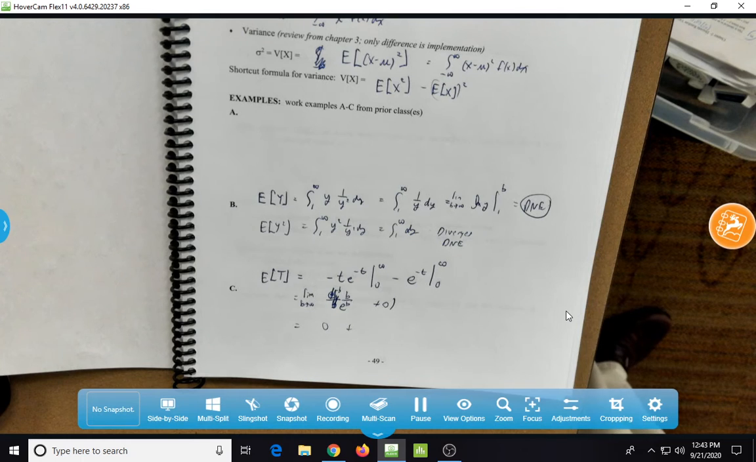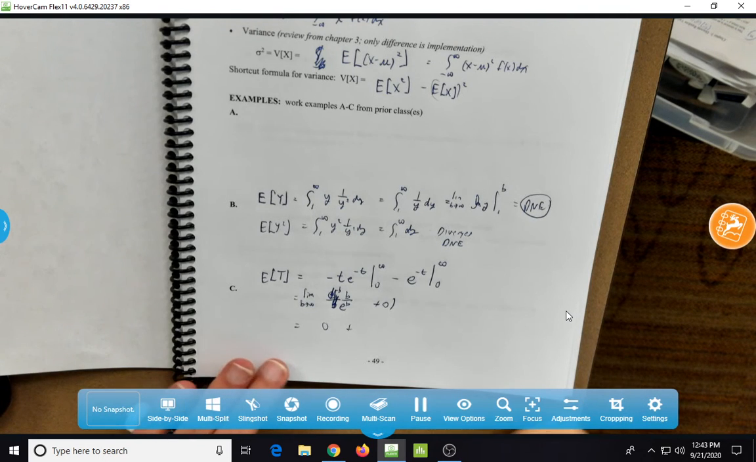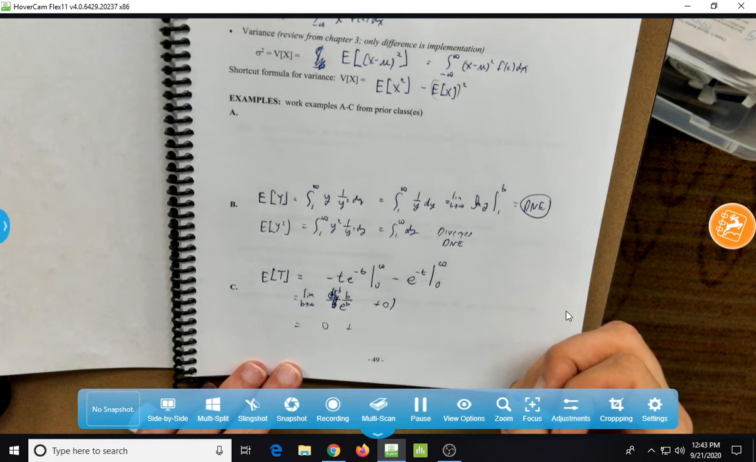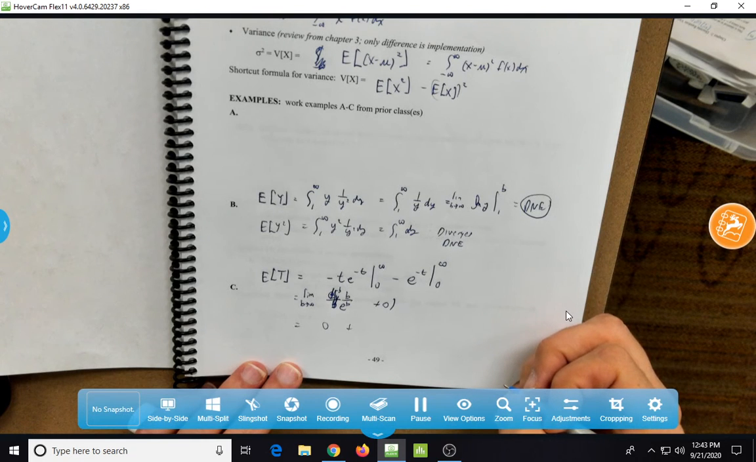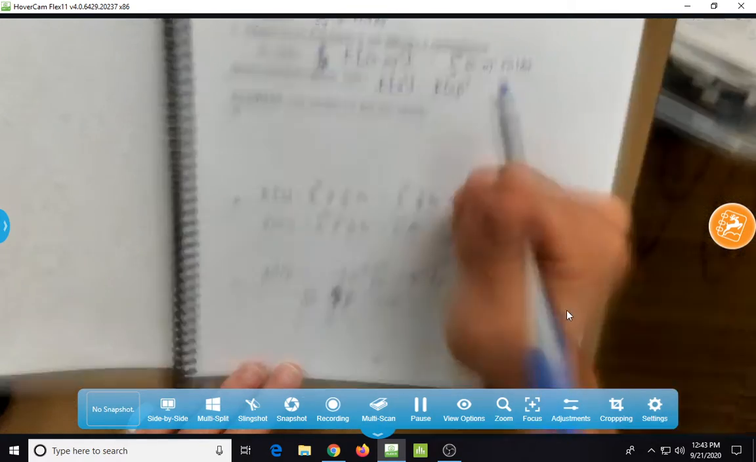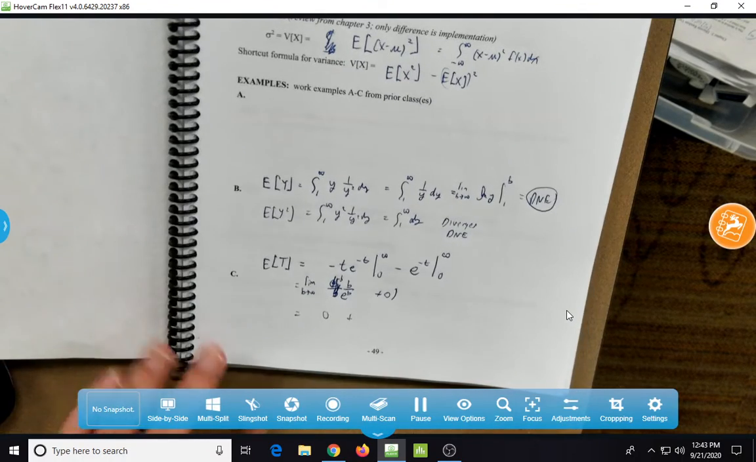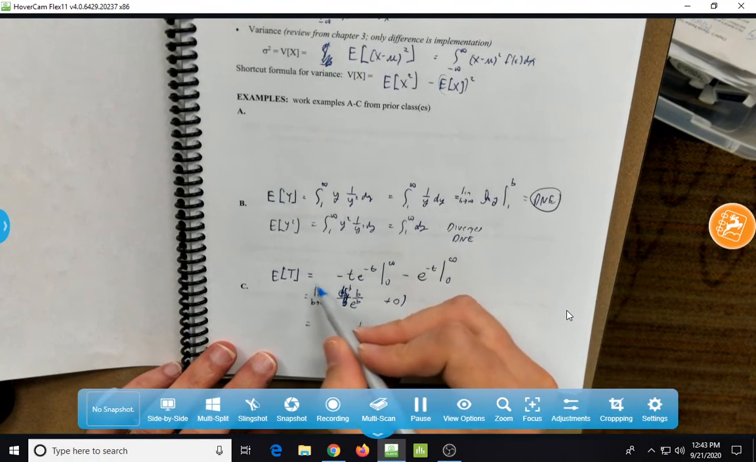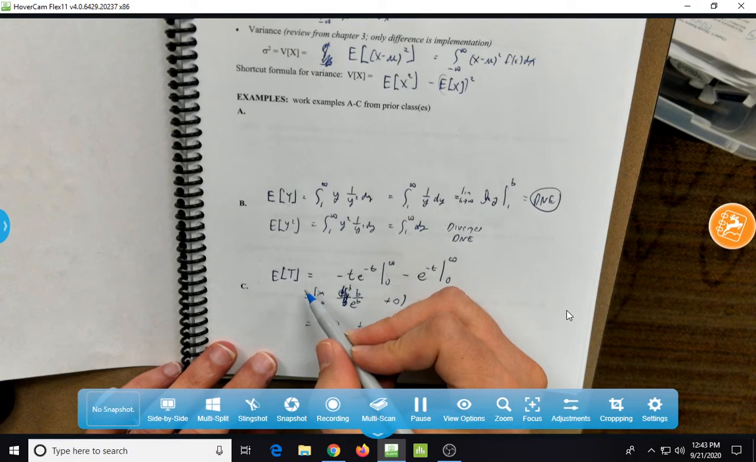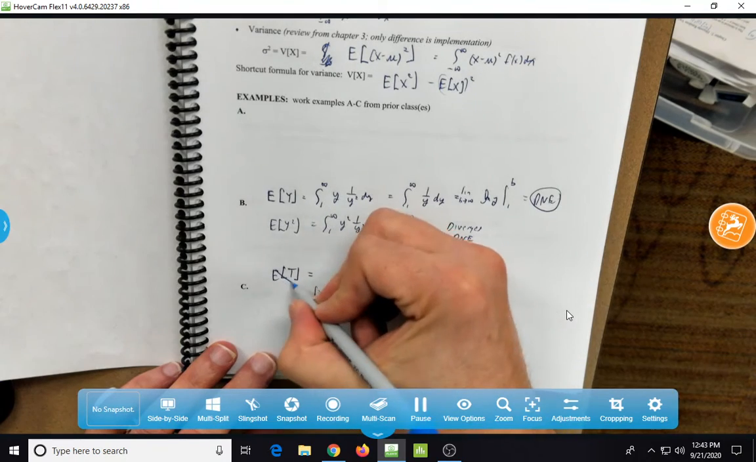This one, what happens to e to the negative t as you go to infinity? This goes to what value? 0. And so you're just left with 0. Actually, you're left with 1. Wait, I didn't even integrate, rats. Plug in 0 back in at the end, though. Yeah, when you plug in 0, did you get 1? Yeah, this is not the right problem because I was just calculating the CDF.